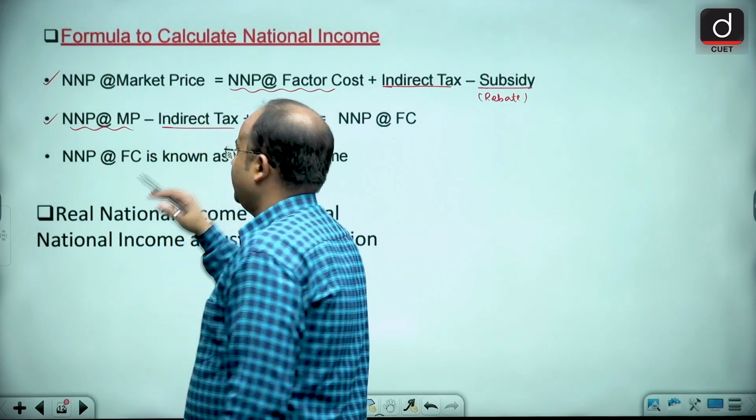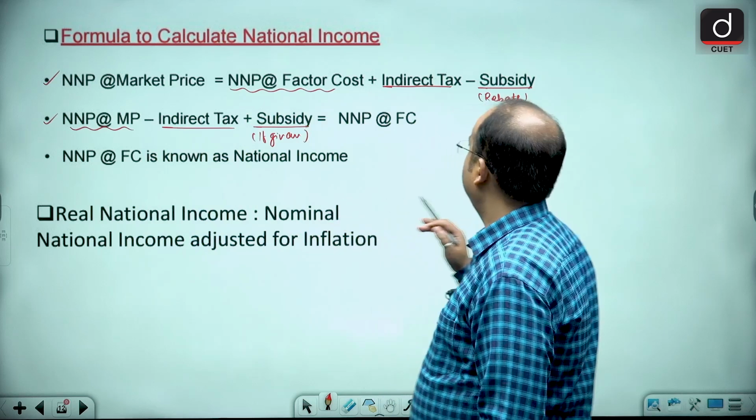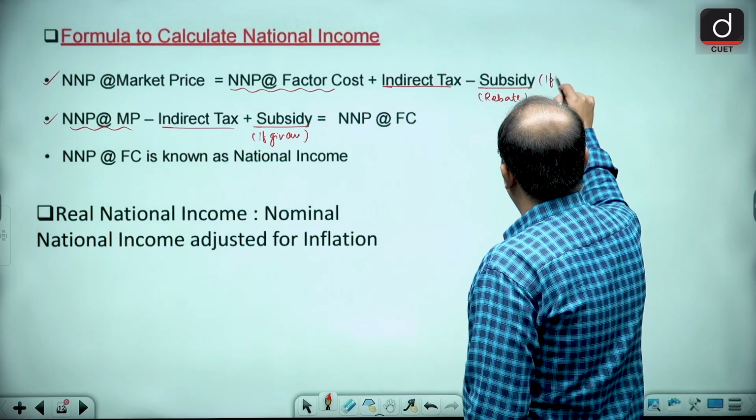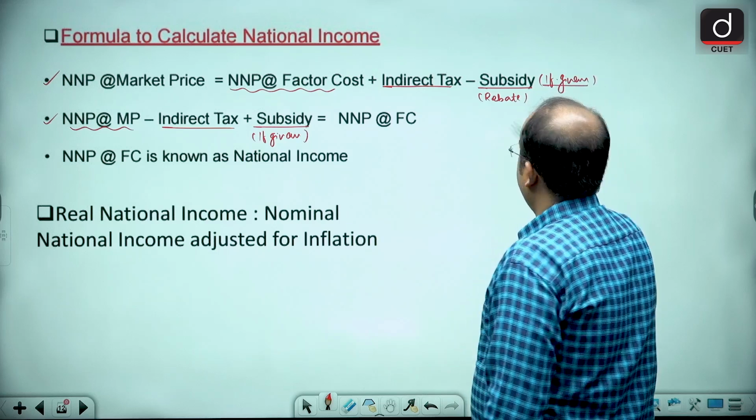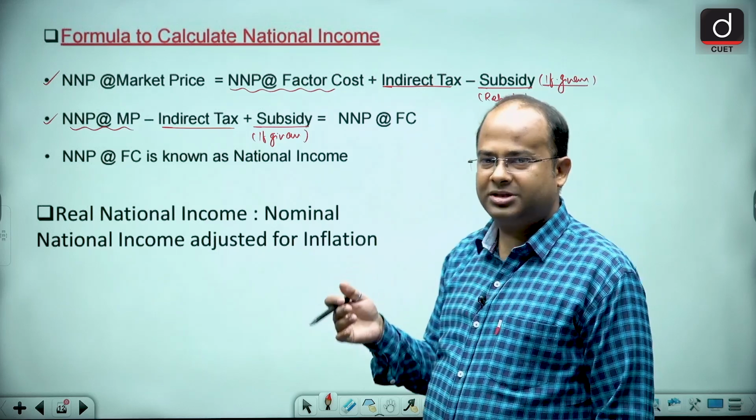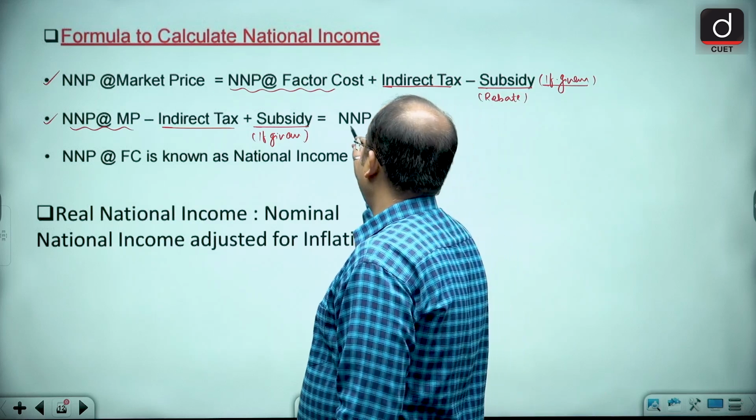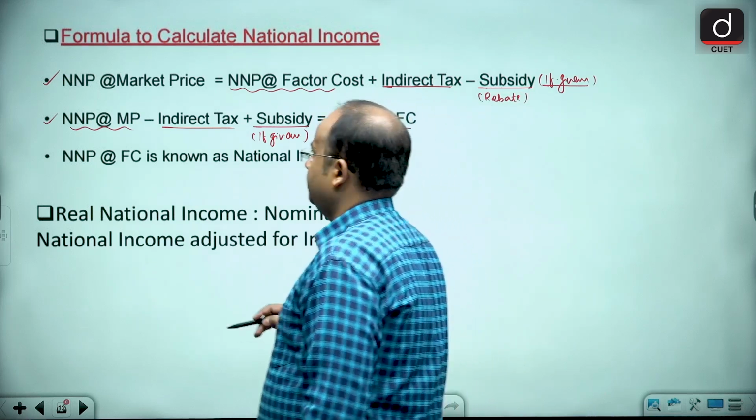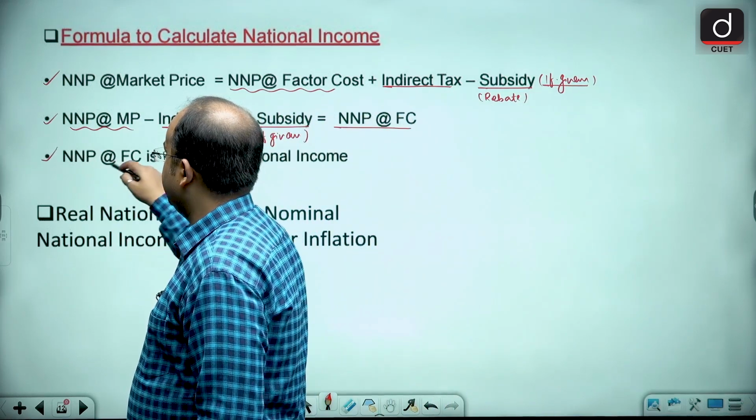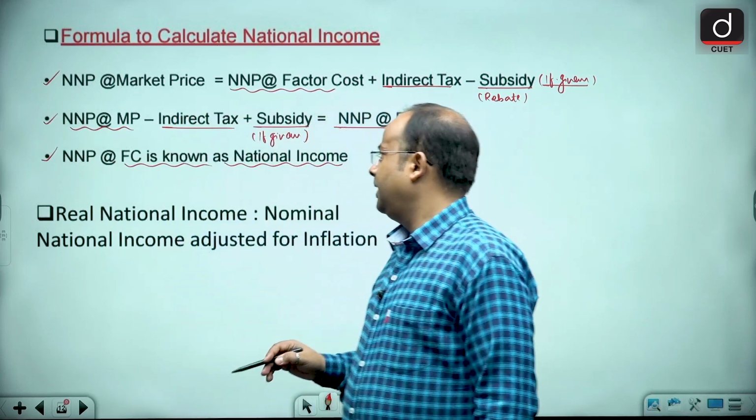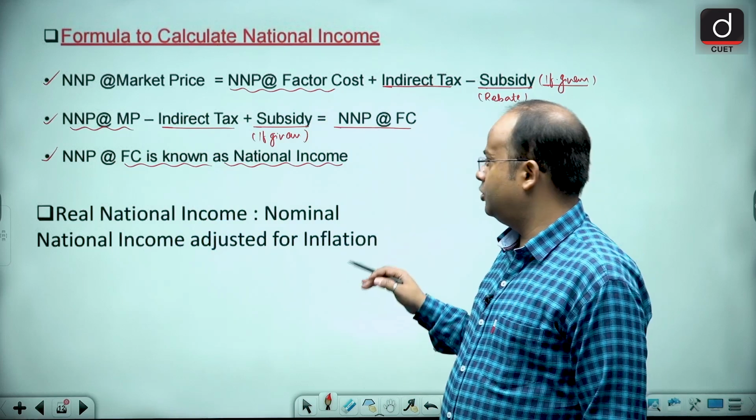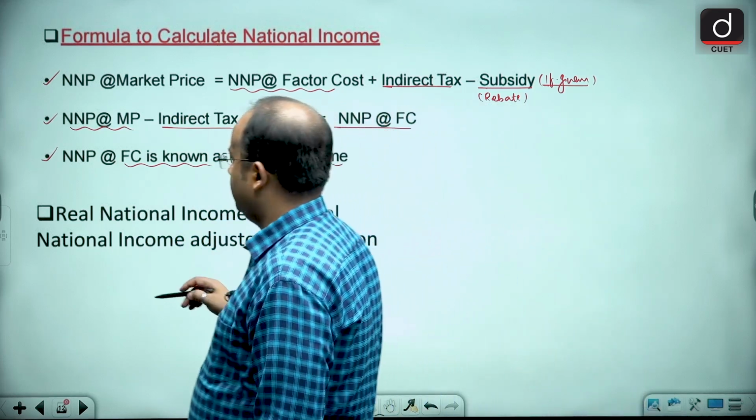If given, then you have to add. If not, then you have to subtract. If subsidy is given, then it is alright, and if it is not, then let's suppose it as 0. Then it becomes NNP at FC. And NNP at FC is known as national income. So NNP at FC is called national income, and real national income is nominal national income adjusted for inflation.